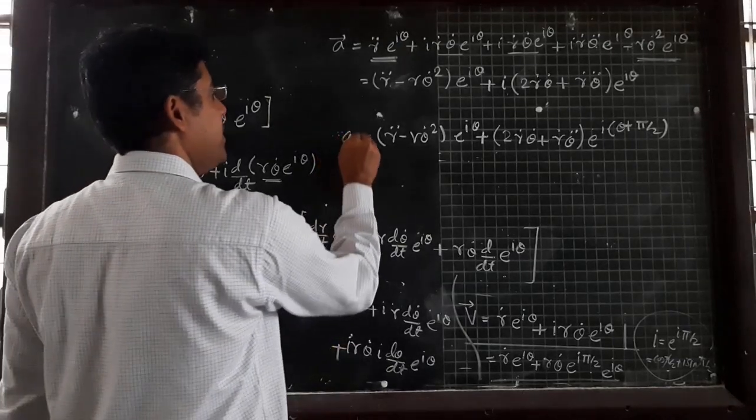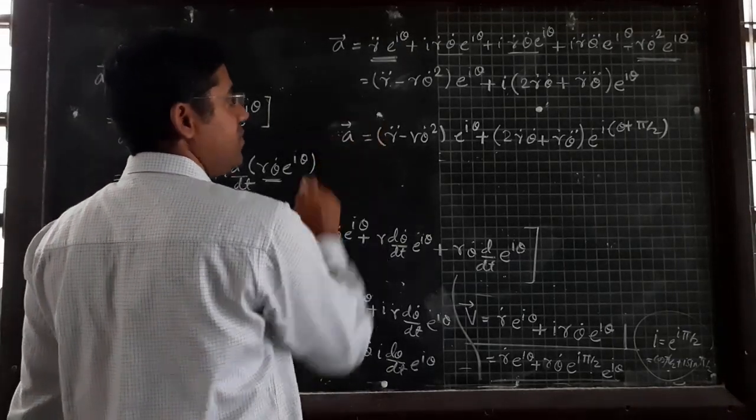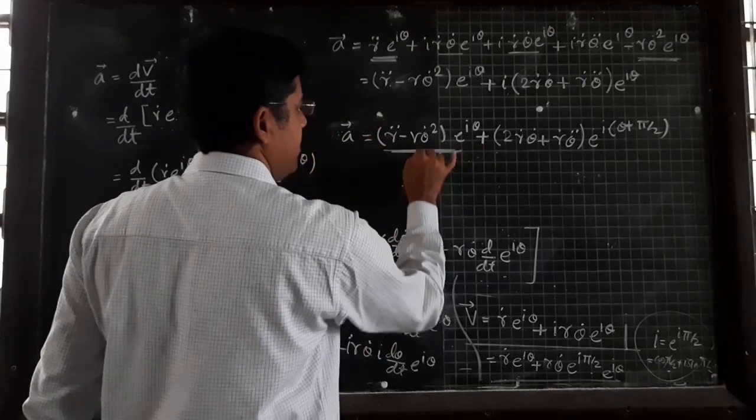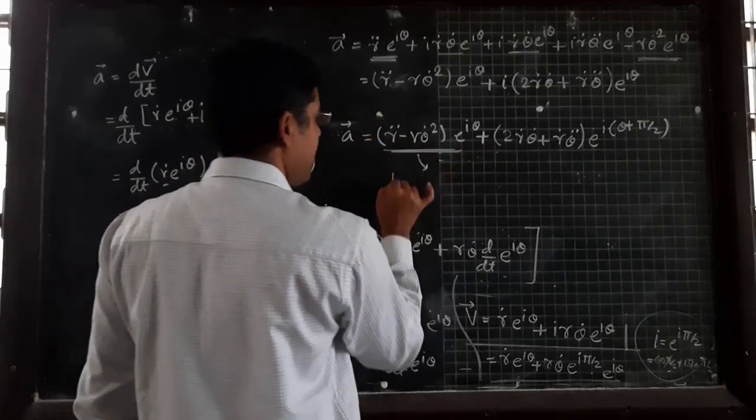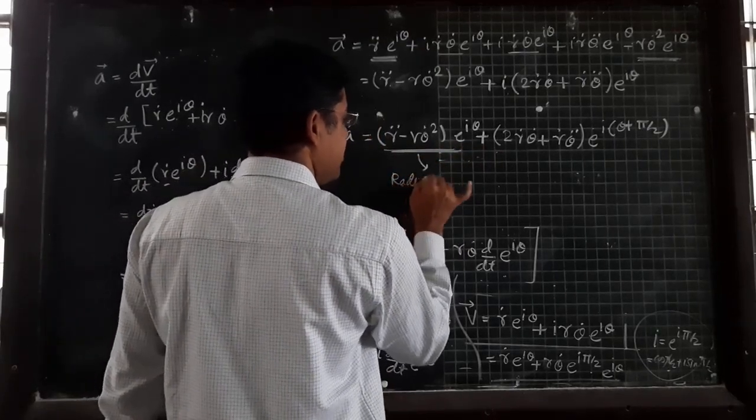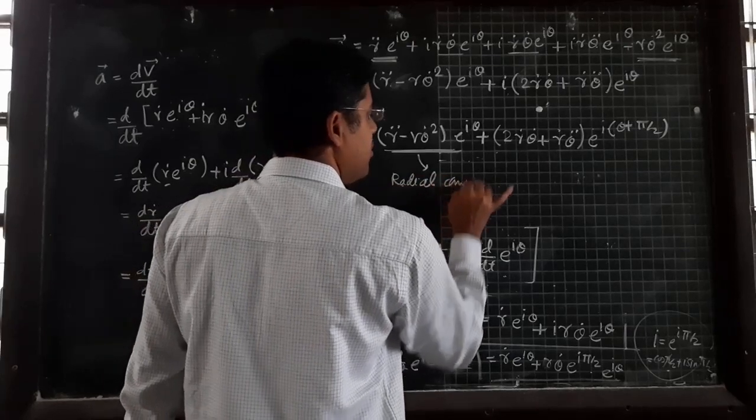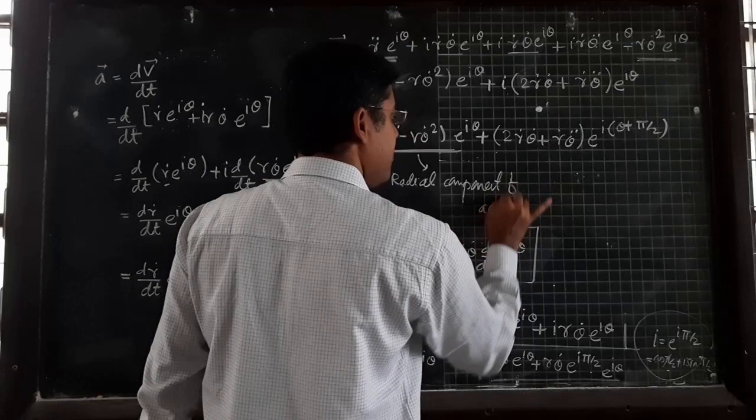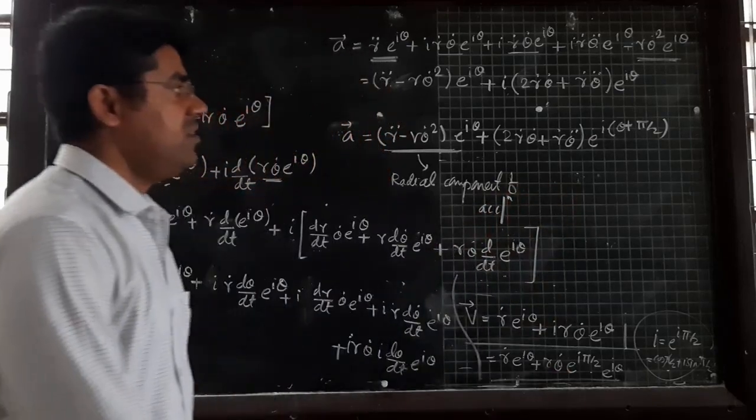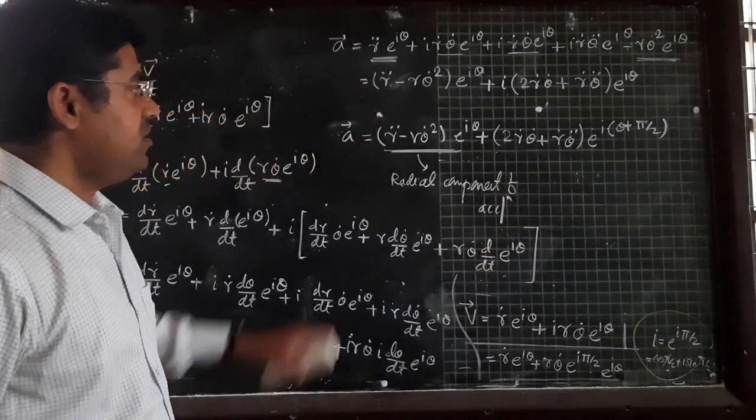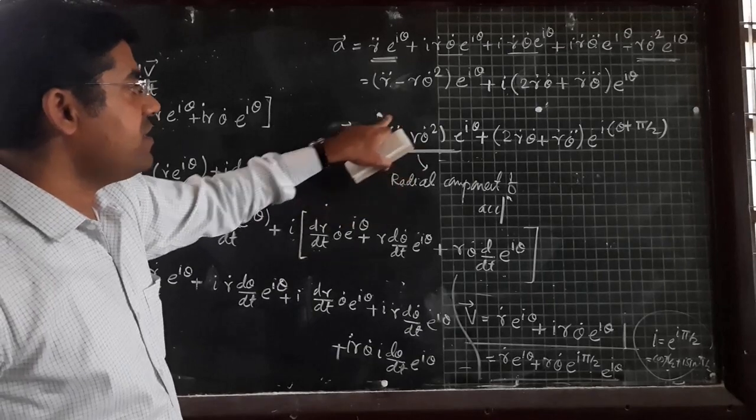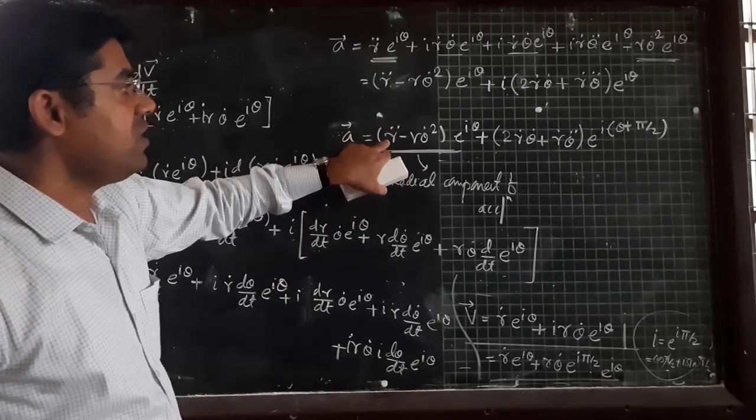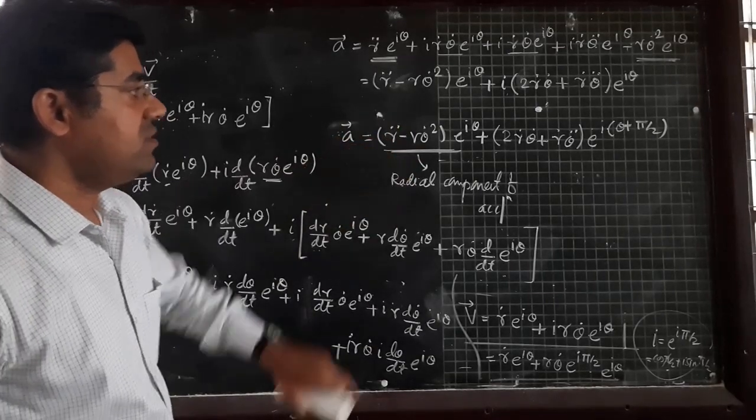Okay, so again we can say this is what? This is the radial component of acceleration, which is increasing your r.